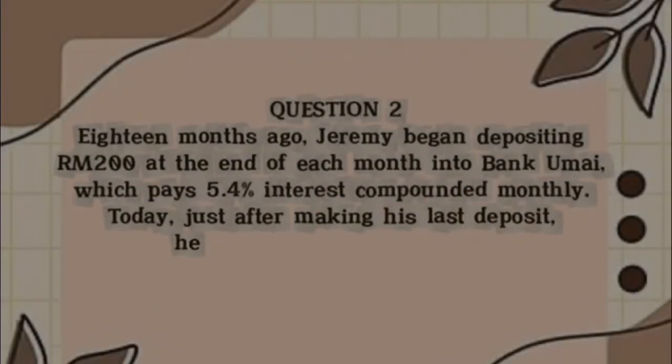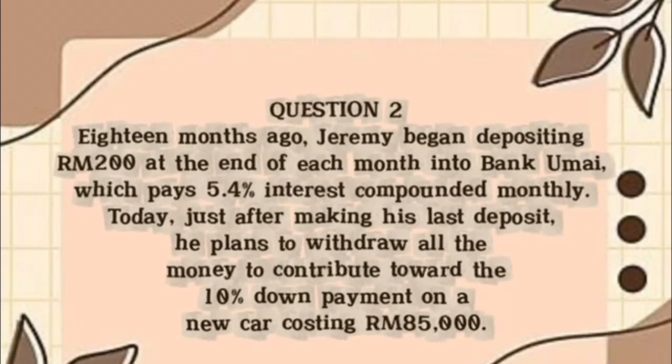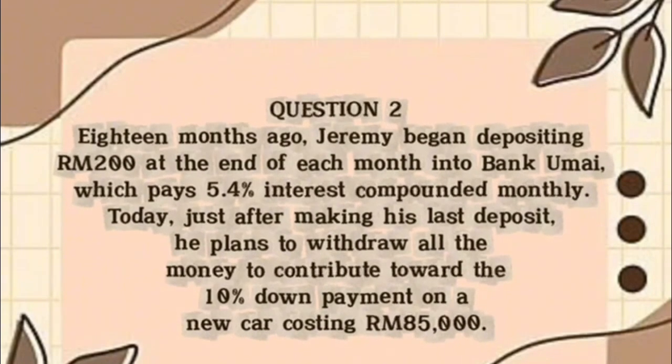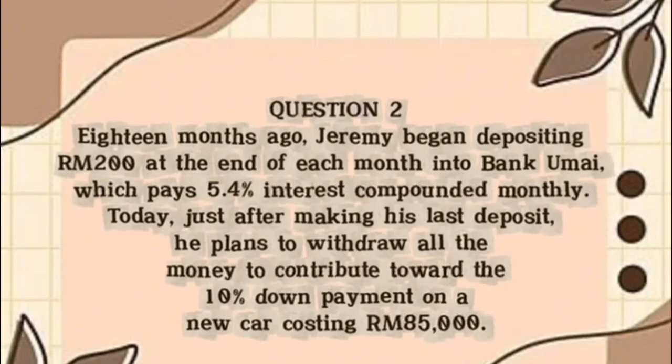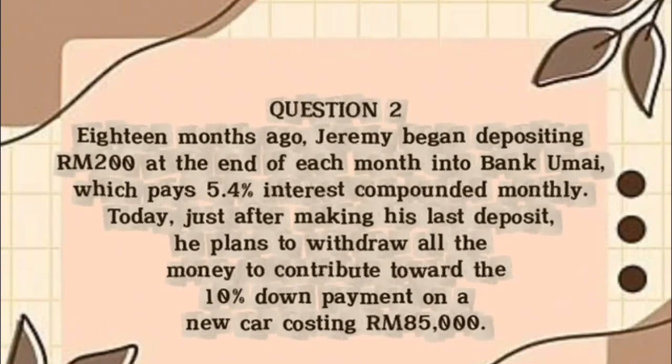Question 2. 18 months ago, Jeremy began depositing RM288 each month into Bank Umay, which pays 5.4% interest compounded monthly. Today, just after making his last deposit, he plans to withdraw all the money to contribute toward the 10% down payment on a new car costing RM85,000.